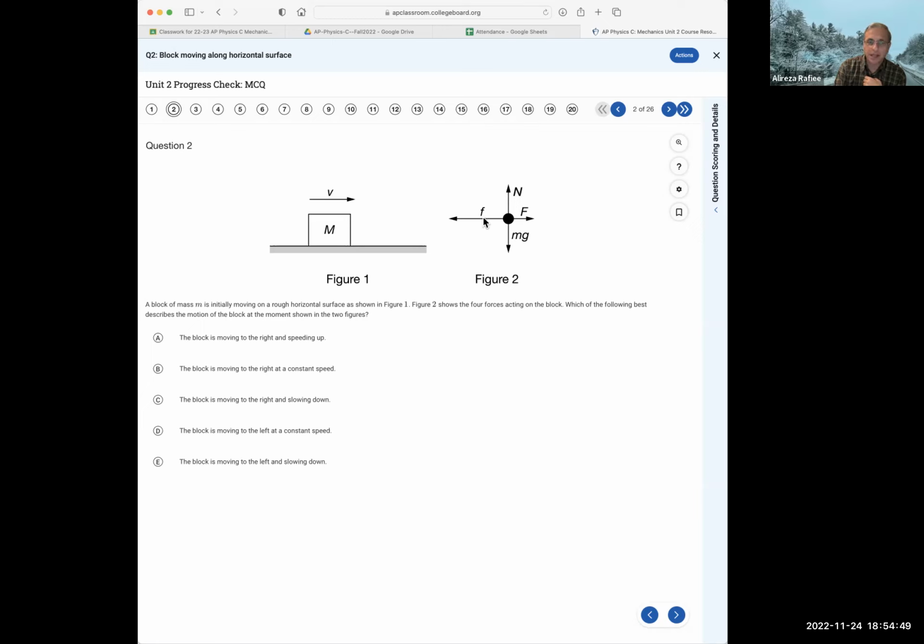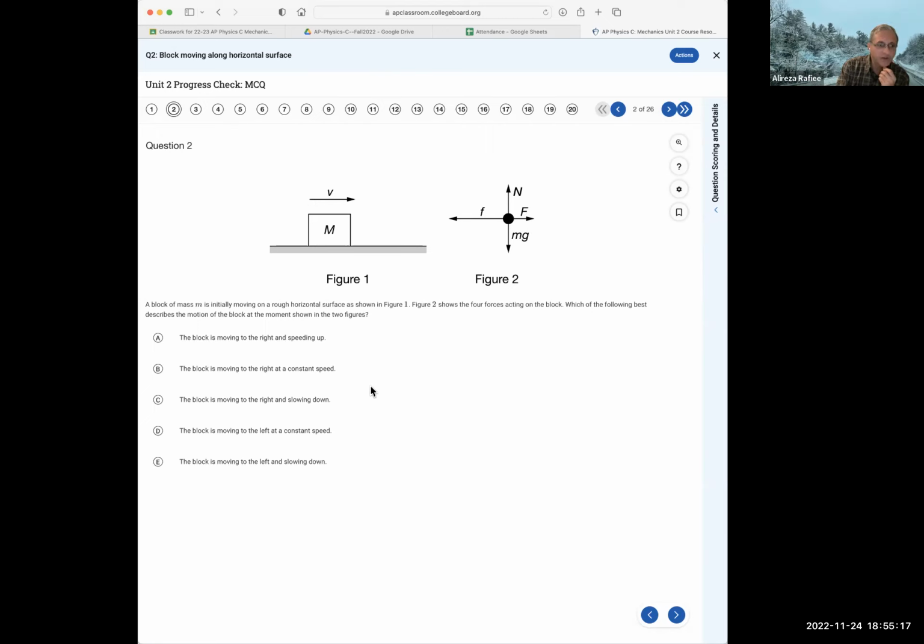Now this one says the lowercase f is larger than uppercase F. What does it mean? Slowing down. Exactly, decelerating. Okay, so which direction is the object moving? According to figure 1, to the right. But which direction is the direction of acceleration? Left. To the left. Okay, now we'll read the answers.